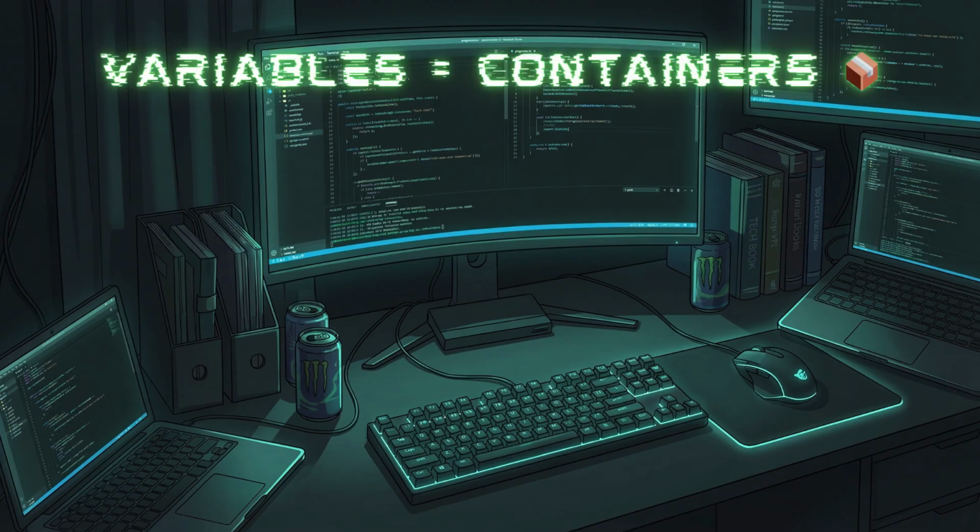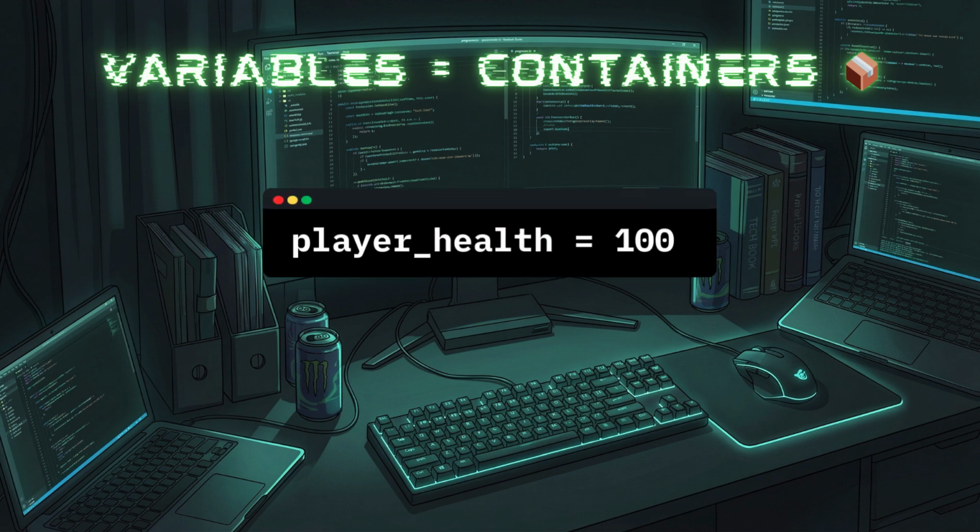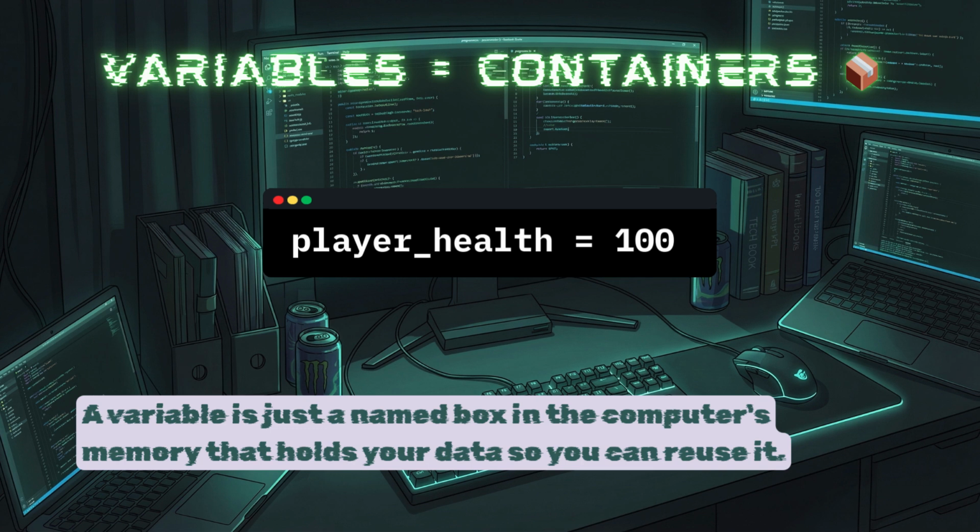Step 1. Variables are just containers. Look at the code. Player health equals 100. A variable is simply a named box in the computer's memory. You put the number 100 inside the box and slap a label on it called player health. Now, whenever you need that number, you just call the label.